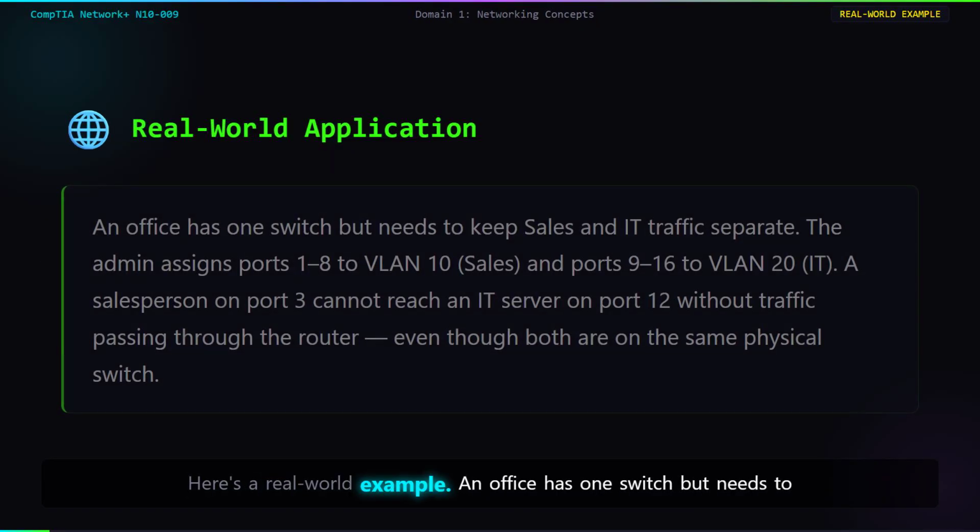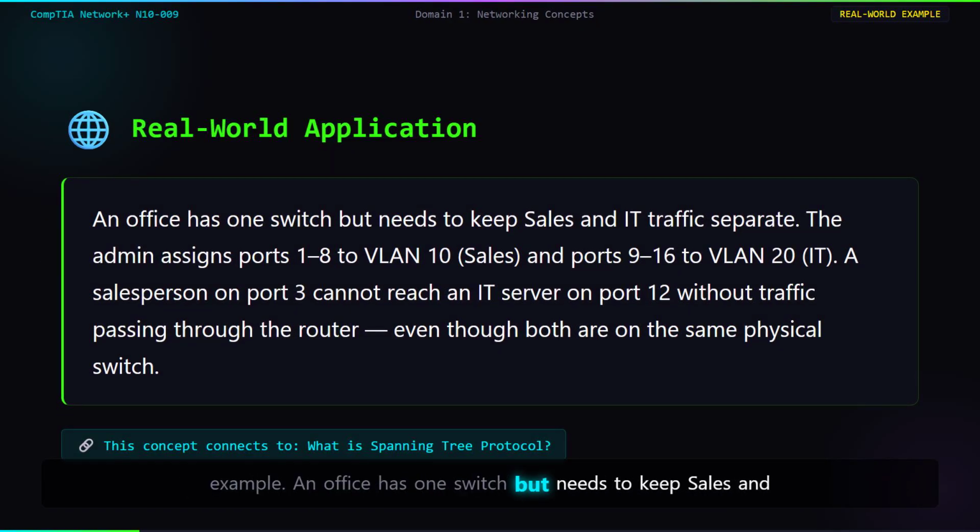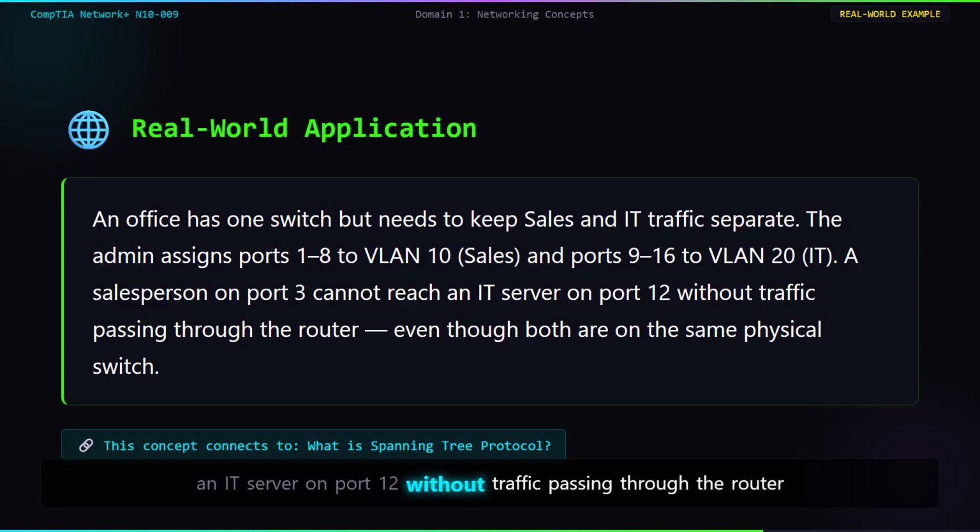Here's a real-world example. An office has one switch but needs to keep sales and IT traffic separate. The admin assigns ports 1-8 to VLAN 10 sales and ports 9-16 to VLAN 20 IT. A salesperson on port 3 cannot reach an IT server on port 12 without traffic passing through the router, even though both are on the same physical switch.